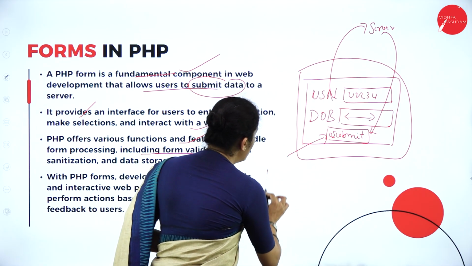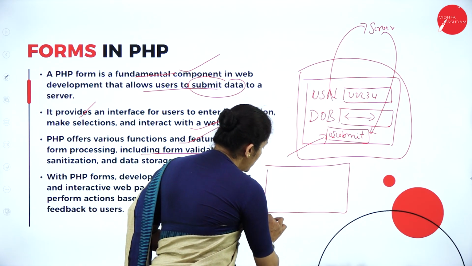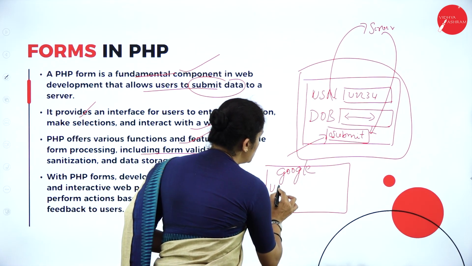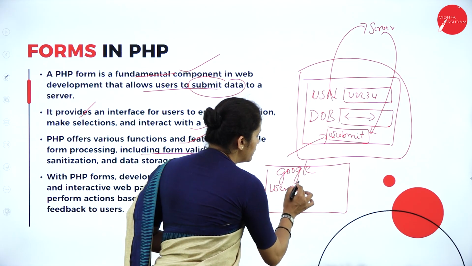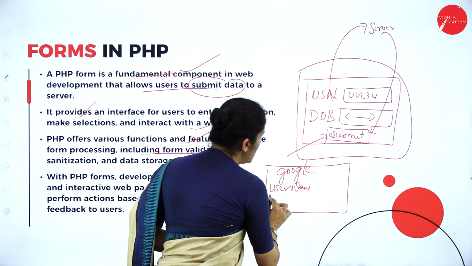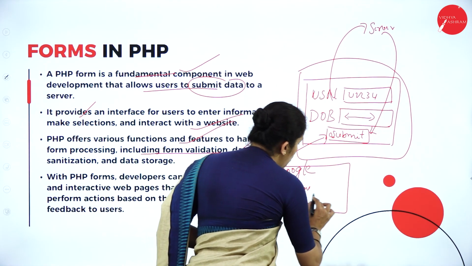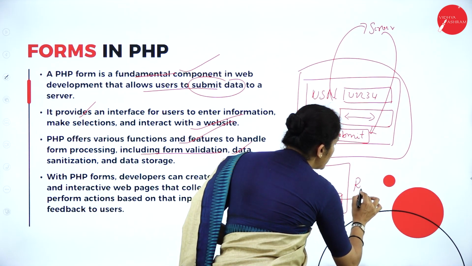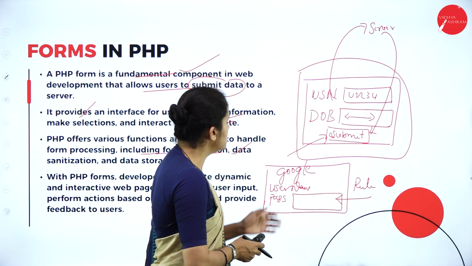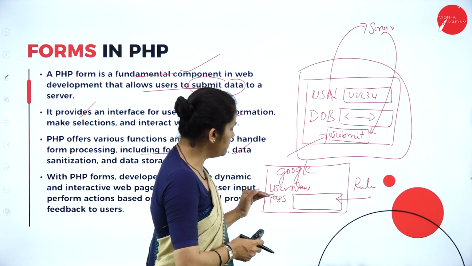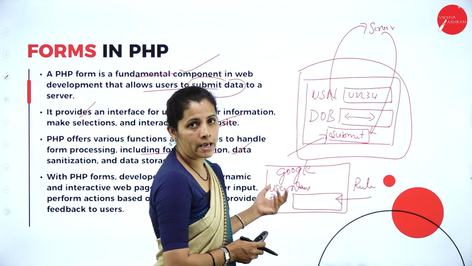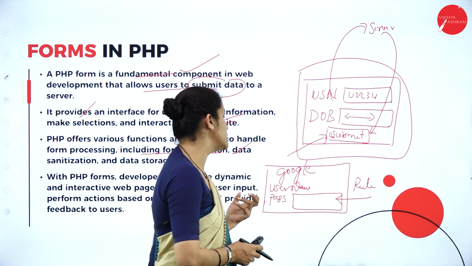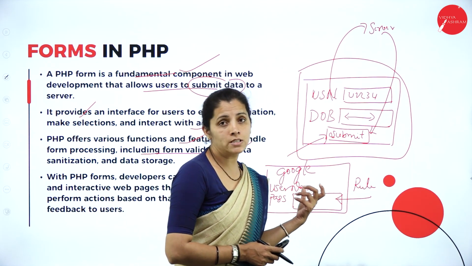Dear students, we are familiar with Google login, right? In Google login we have the username and we have the password. While entering the password, I want to write a rule. That is nothing but validation. What is the rule I want to follow? Here, I can have uppercase and lowercase letters along with digits, and my password must have special symbols.